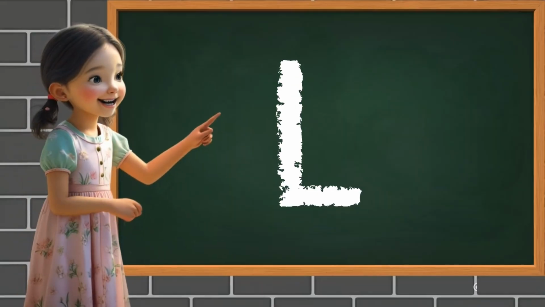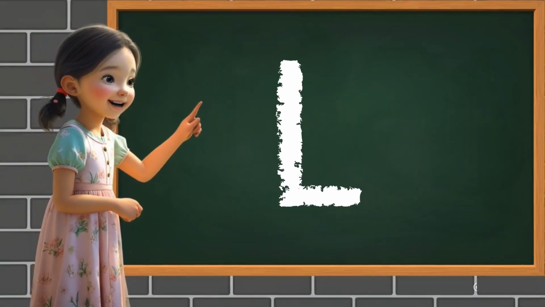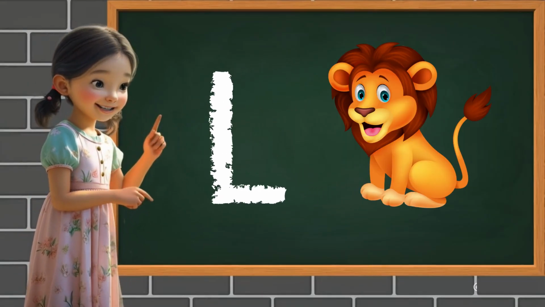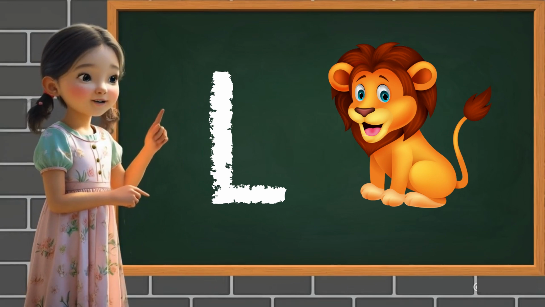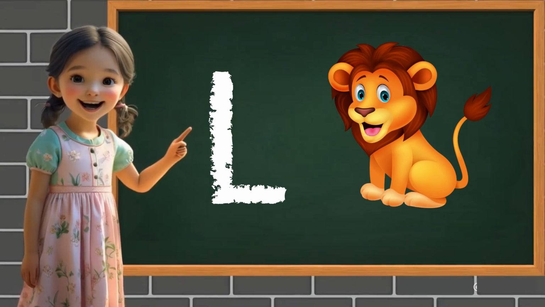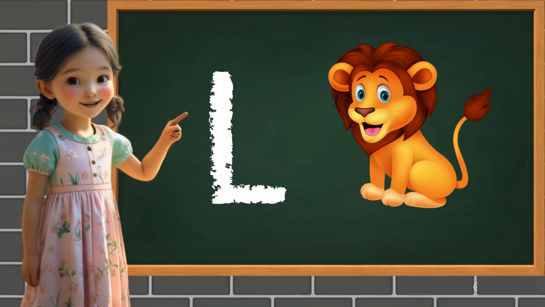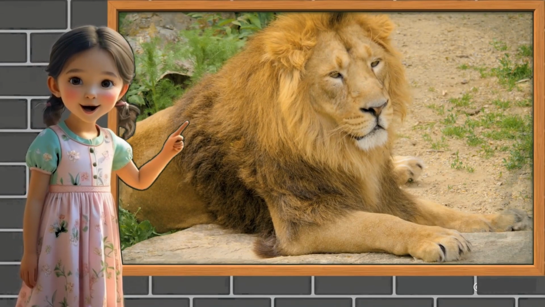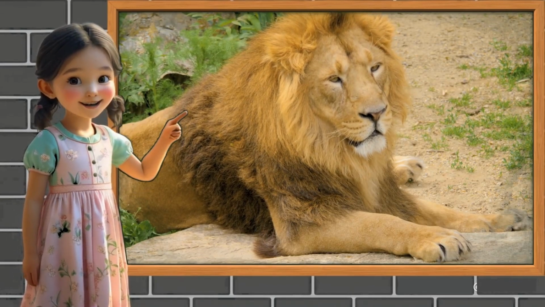The letter is L. You can say L. Now say L is for lion. L is for lion. Here you can see a real lion. This is a lion.